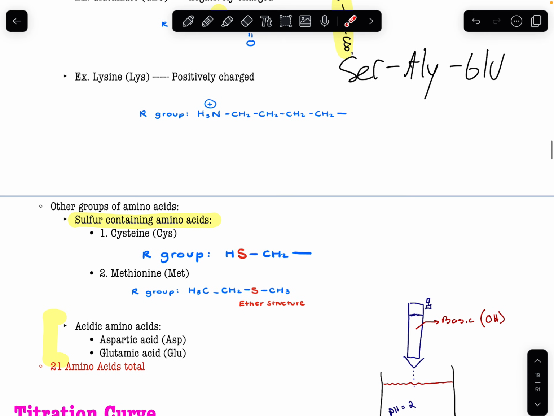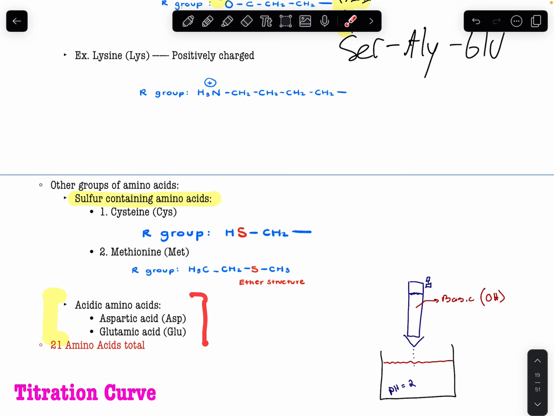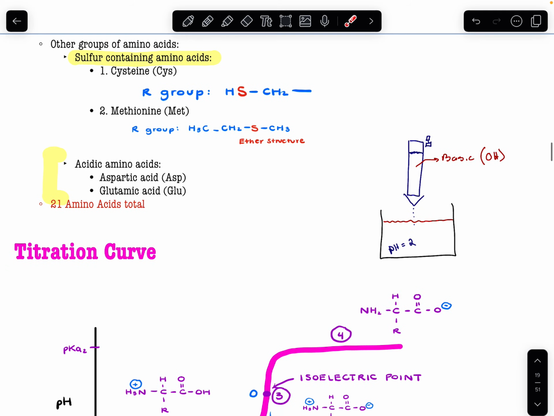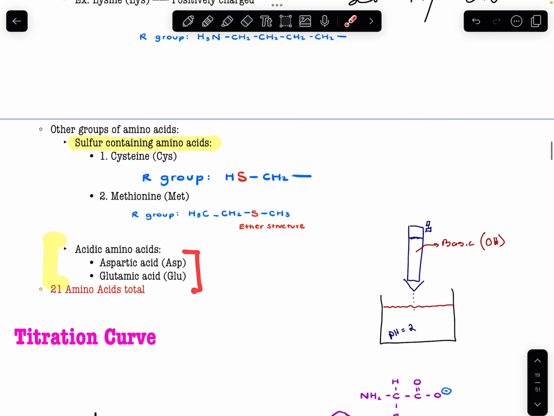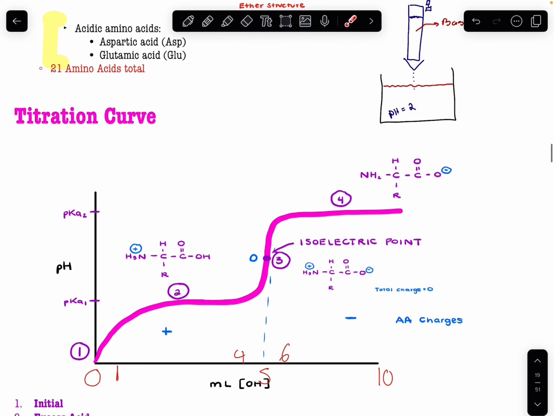Lastly, acidic amino acids here, you are looking for that extra acidic group, and then same thing goes for basic amino acids. You're looking for that extra amine group in there. So with amino acids out of the way, we can move on to the titration curve.